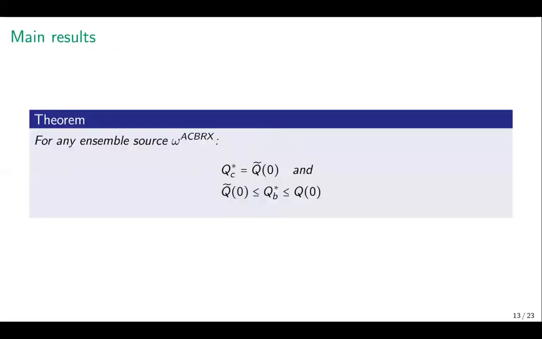Okay, the main result of this work is that we find the optimal compression rate considering per copy fidelity, which is equal to the limit of the function. We already define it as Q tilde of 0, which is basically the limit of function Q epsilon at 0. And from considering block fidelity, we can find upper bounds and lower bounds. The upper bound is the value of the function at 0, and the lower bound is the limit of the function at 0.